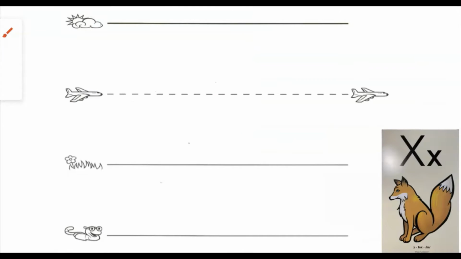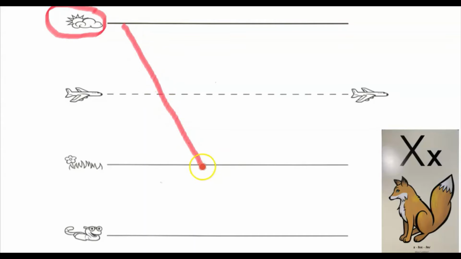Now let's practice uppercase X. We're going to start at the skyline. We are going to slide from the skyline past the plane line all the way to the grass line. Then we're going to go back up to the skyline, and we're going to slide the other way down. Make sure they cross at the plane line and down to the grass line.